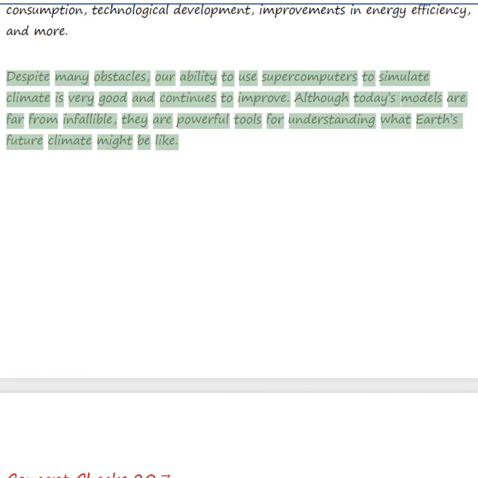Despite many obstacles, our ability to use supercomputers to simulate climate is very good and continues to improve. Although today's models are far from infallible, they are powerful tools for understanding what Earth's future climate might be like.